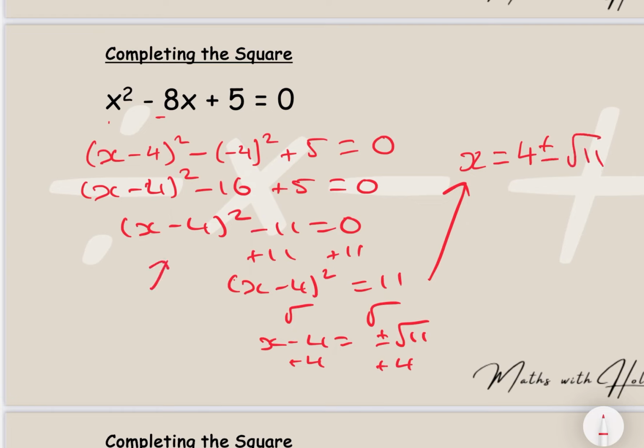And don't forget, we know what our minimum point is. In this question, it is 4 and negative 11. So remember, the x value inside that bracket will change. So if it's a positive, it's a negative. If it was a negative in this question, it's a positive.